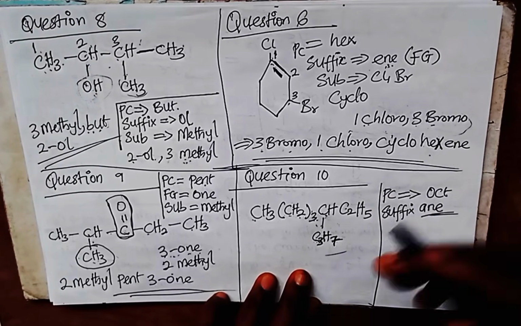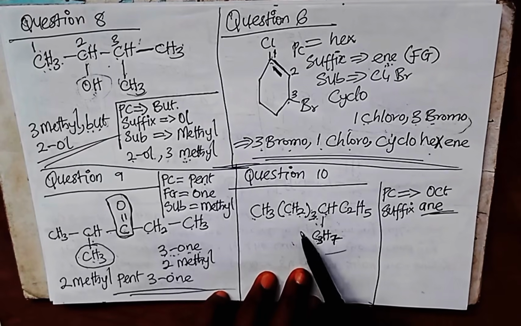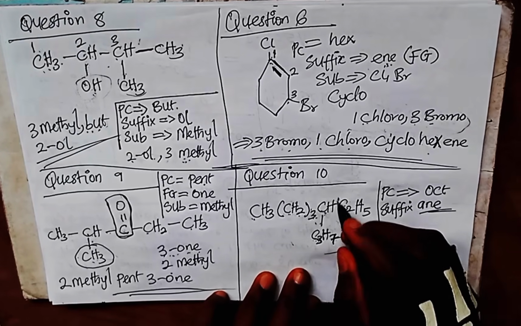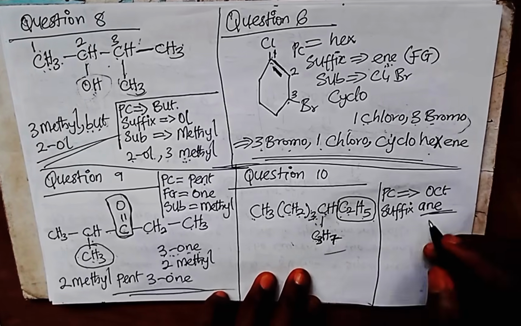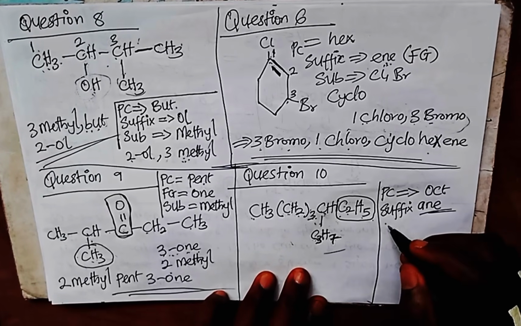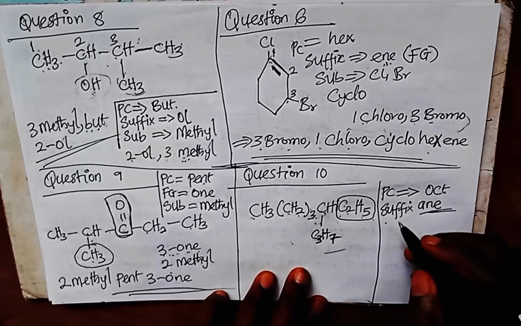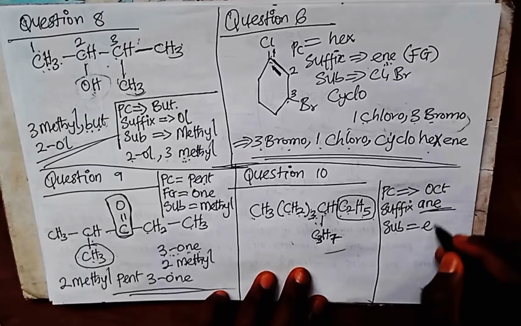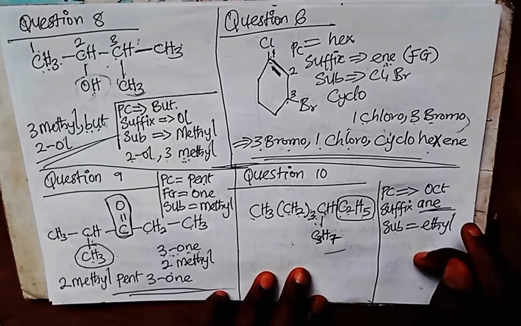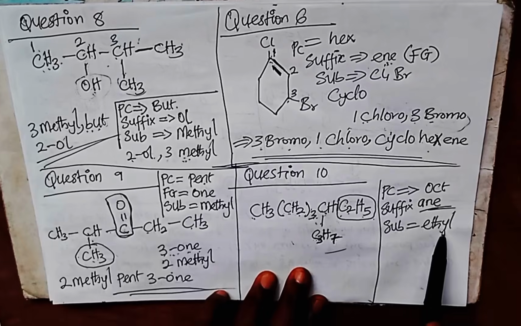We also look at whether we have a substituent. Yes, this one here is a substituent, C2H5. And C2H5 is ethyl. When ethane loses one hydrogen atom, it becomes ethyl. So the substituent is ethyl: 2 carbon atoms, 5 hydrogen atoms.